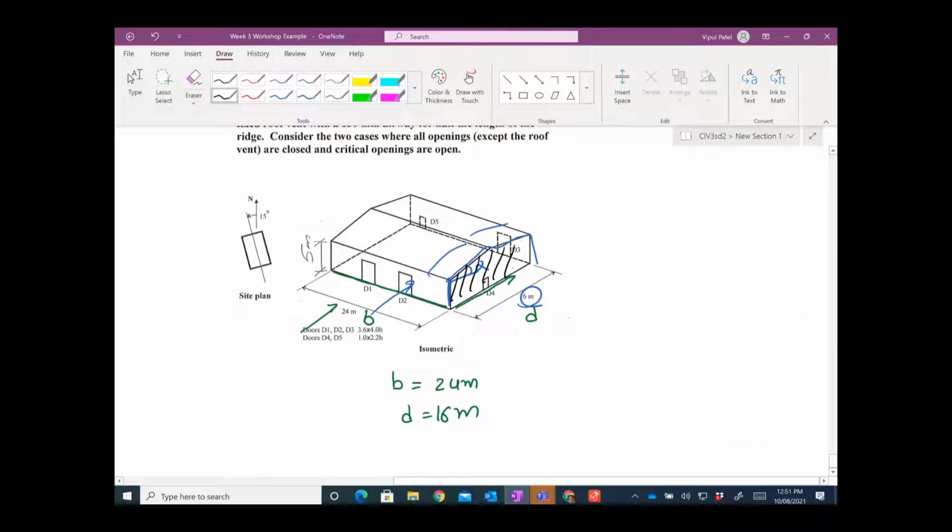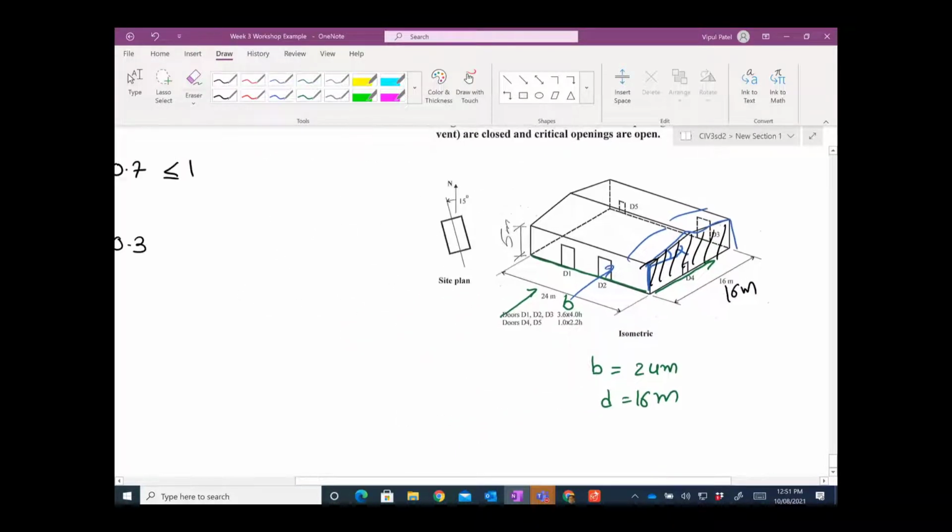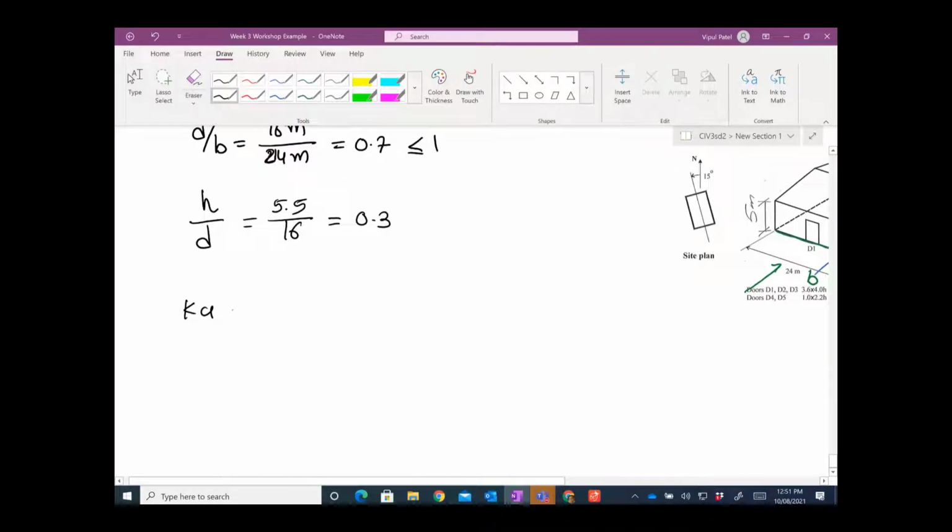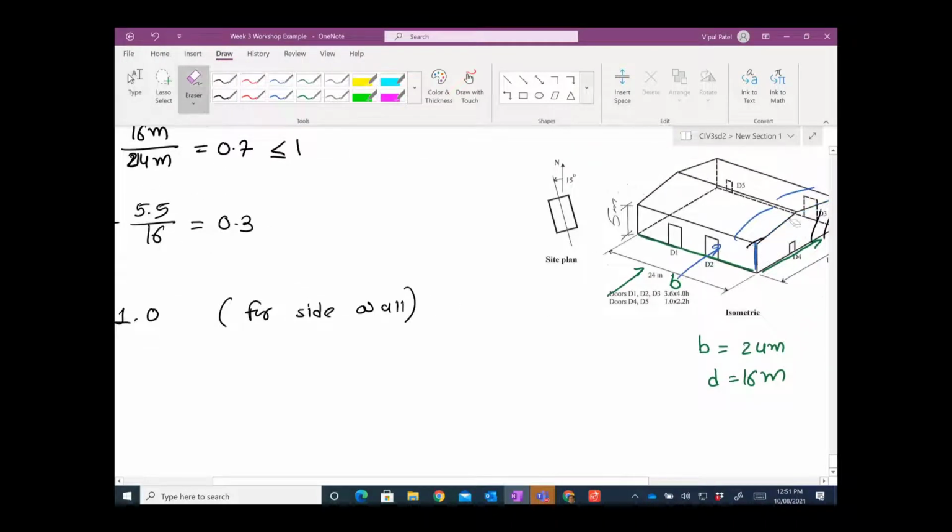Probably you can calculate this area of the side wall, let's say 16 meters by 16 meters and 5 meters and so on. You can calculate that. But let's say for side walls it is not critical for us. So let's say Ka equal to 1 for side walls.